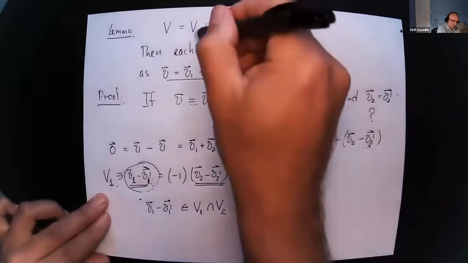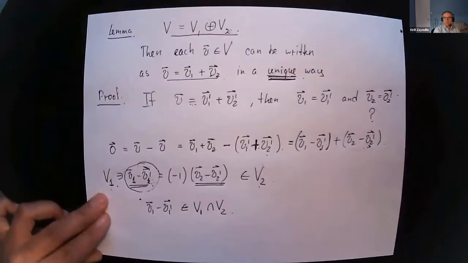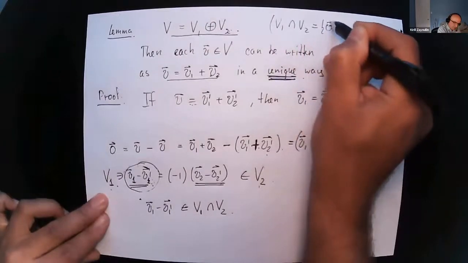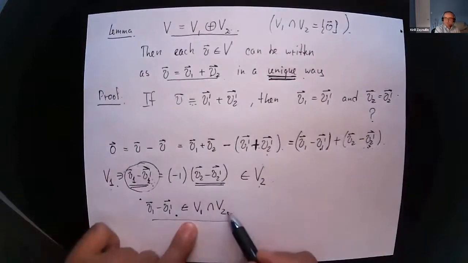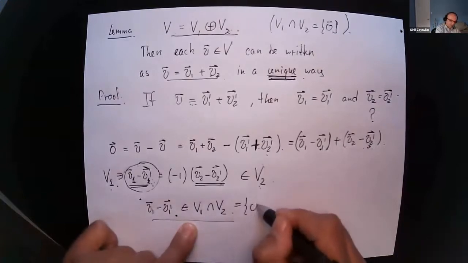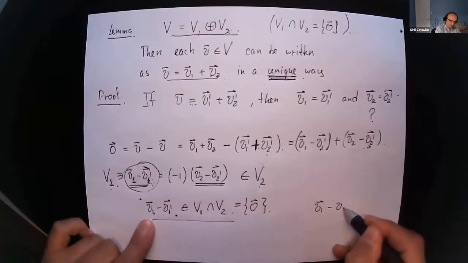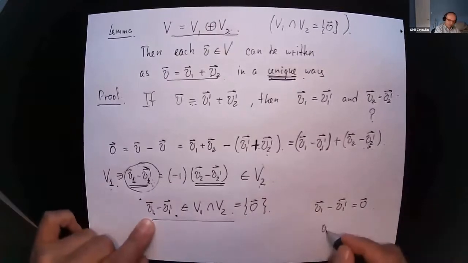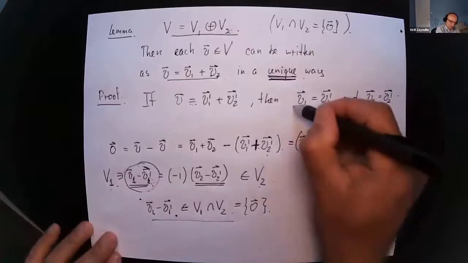But then, what were we given? We were given that V is a direct sum of V1 and V2. In particular, we were also given that V1 intersect V2 is 0. So the difference must be in the intersection, but in the intersection there's only 0. So there is no way out: this difference has to be the 0 vector. So they must be equal. Okay, good. So we basically checked this condition.